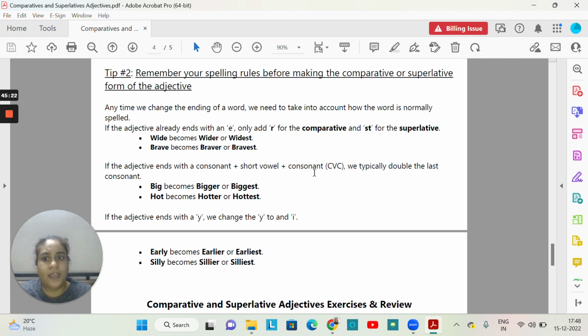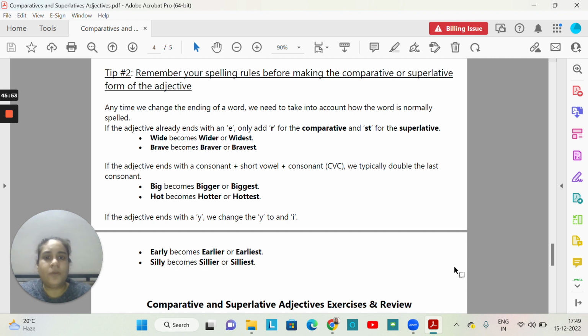Another rule, if the adjective ends with a consonant, short vowel, consonant, you will just double your last consonant, add ER, add EST. Big, bigger, biggest. Hot, hotter, hottest. If my adjective ends in a Y, I change my Y to an I and then I add ER or EST. Early, earlier, earliest. Silly, sillier, silliest. That is it, guys, with comparative and superlative adjectives.